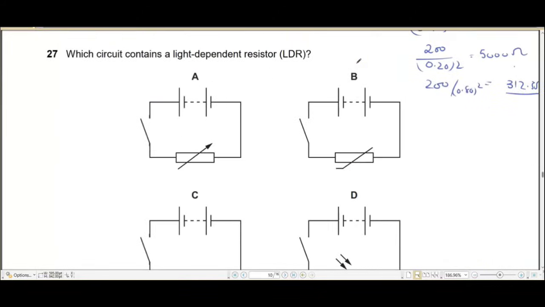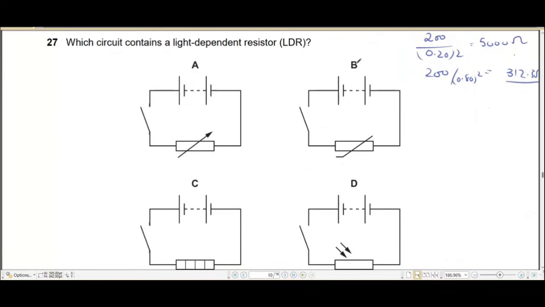Okay. Moving on to question number 27. Which circuit contains a light dependent resistor, LDR? You should always go through your electrical symbols. You should know them by heart, because sometimes there are questions like, what is this symbol? And if you get confused between a resistor, variable resistor, and LDR, it is going to be a disaster. You are going to lose your marks. So learn them by heart.